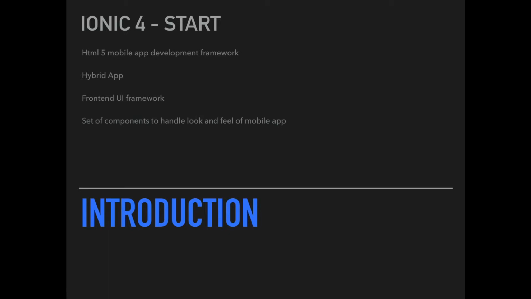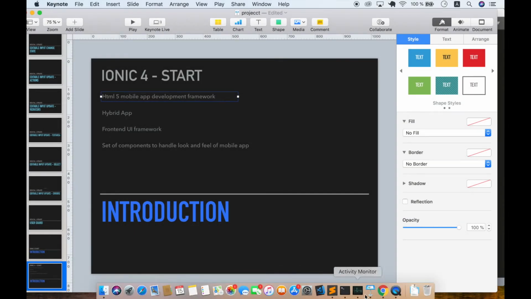And before we start actually programming, I would like to provide you a small introduction and understanding of this amazing framework. So Ionic is an HTML5 mobile app development framework targeted to build hybrid mobile apps. And if you don't know what a hybrid mobile app is, I will explain it to you on a wireframe.